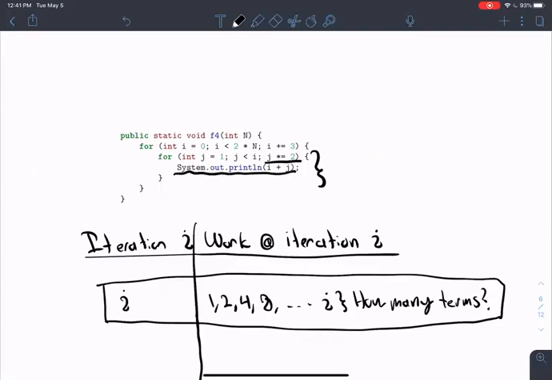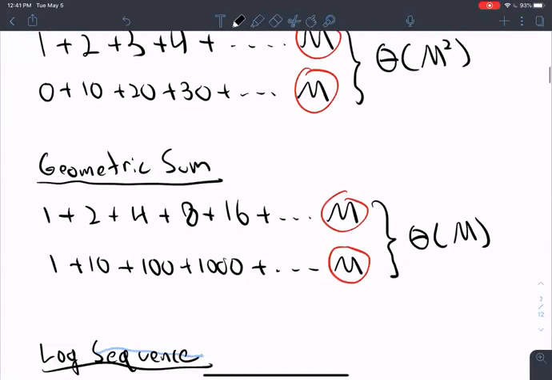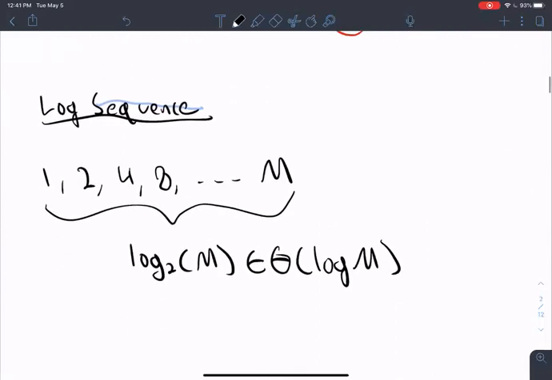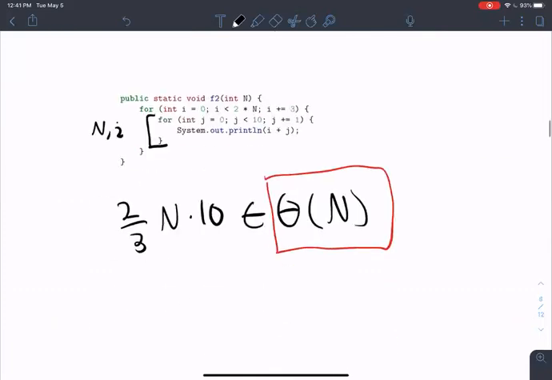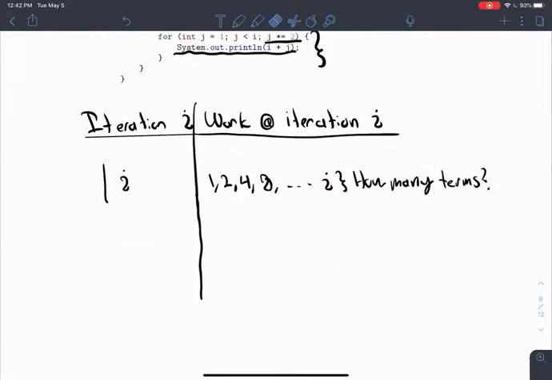Simon said log i, and yep, that's correct. We're just using the log sequence from earlier. This is exactly what we have here, except instead of m, we have i. So you just substitute that in. That's correct. It's log i.